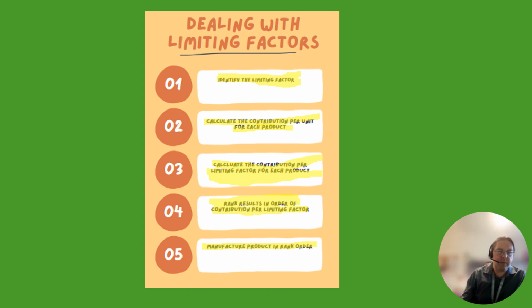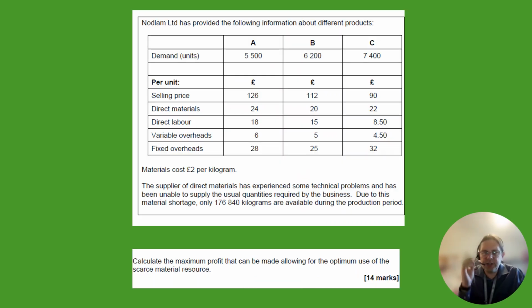So let's just bring this question up. Okay, so this is the question, from A2 2019 paper 2. Let's highlight the key things here. Nodlam has got 3 products. The maximum demand for the 3 products is here: 5,500, 6,200, and 7,400 units for the imaginatively named A, B, and C.